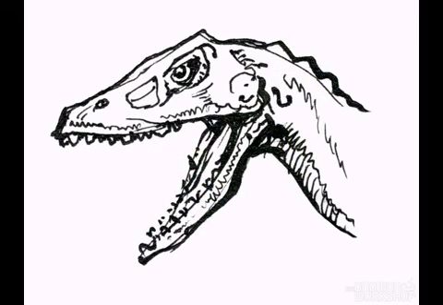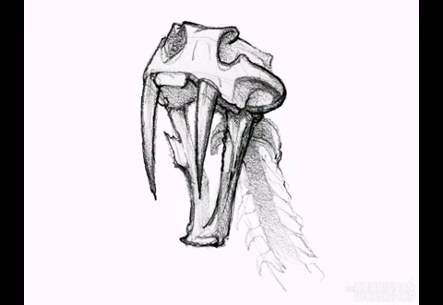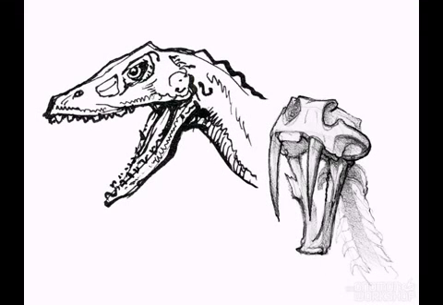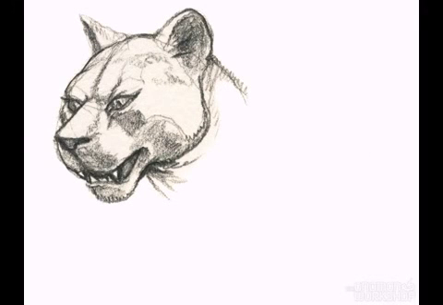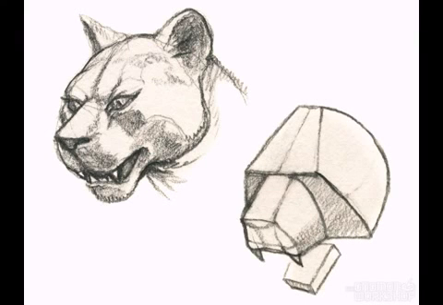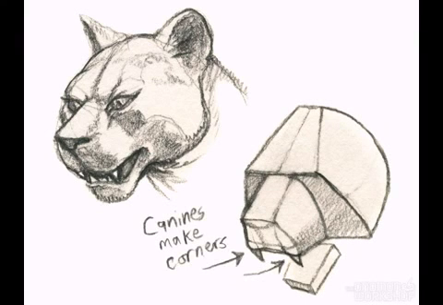Jaws are simple from the side. They are hinge joints. From other angles they may appear quite triangular, wider at the back and narrow at the front. The side of the mouth at some point becomes the front of the mouth. There's a plane change. Canine teeth make a convenient break, acting as front corners of the jaw.